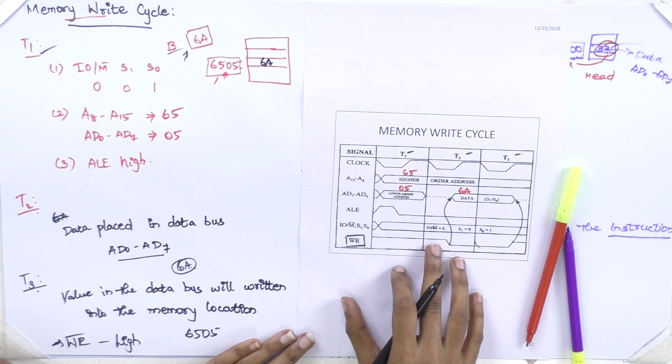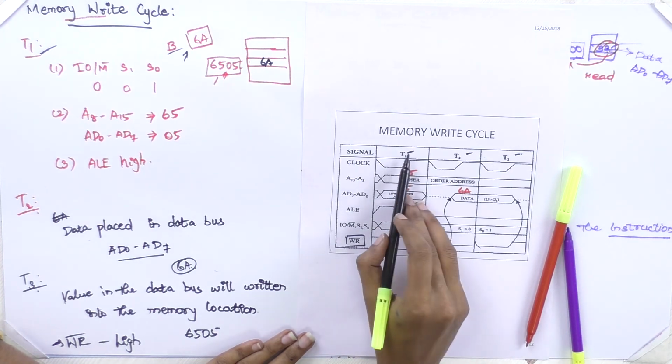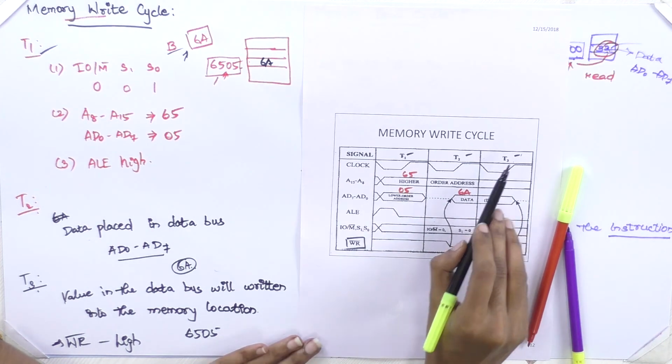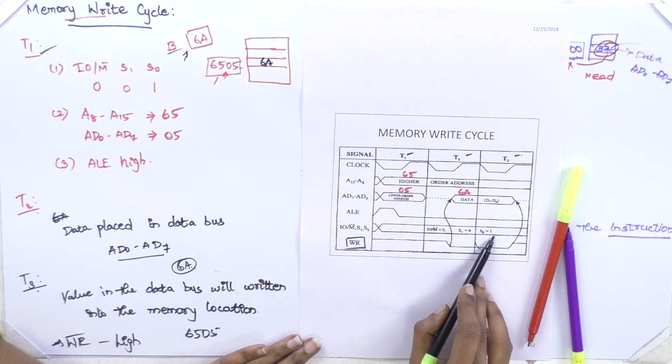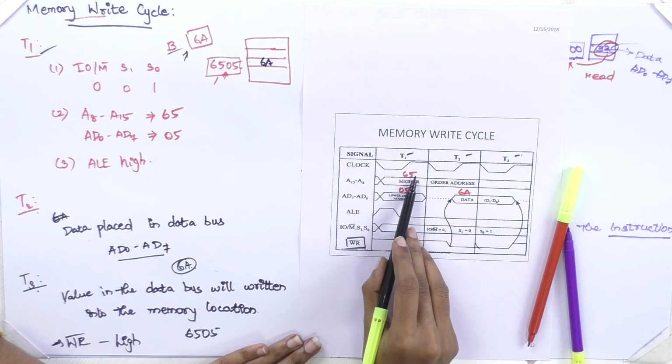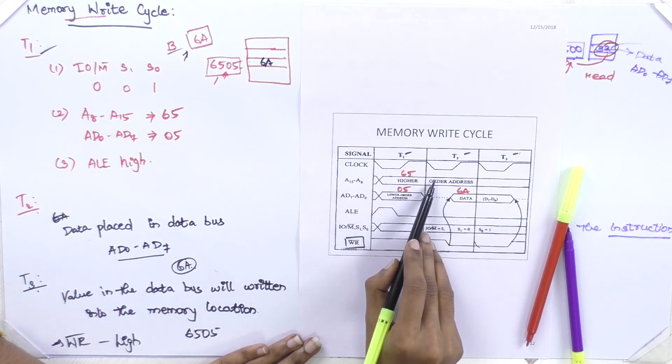So once again we will recollect this memory write cycle. It takes 3 T states. At T state 1 the control signals value should be 001, and it will fetch the address values where we want to write the value.